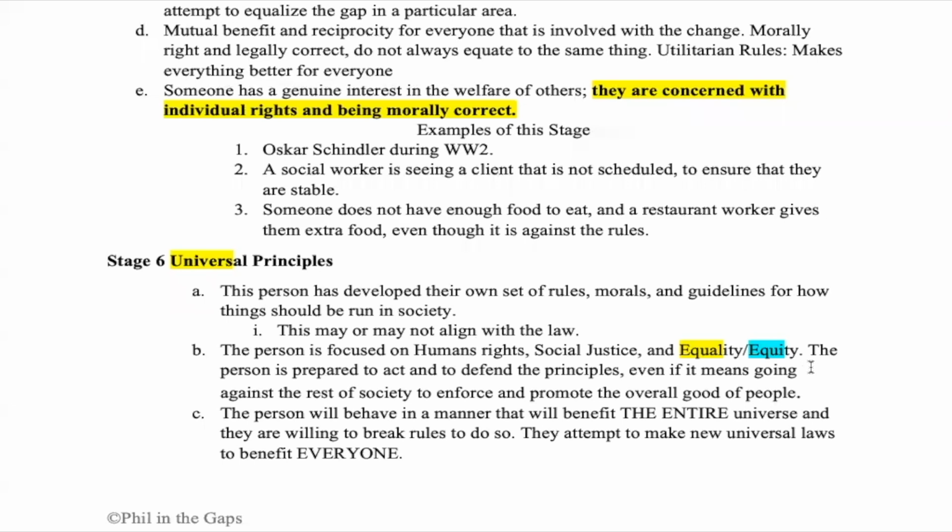So the person is prepared to act and to defend the principles, even if it means going against the rest of society to enforce and promote the overall good of people, every single person on the planet. So again, social contract and individual rights is you're advocating for the rights of single individuals, while universal principles, you're advocating for the overall good of every single person. So the person will behave in a manner that will benefit the entire universe, and they are willing to break the rules and or laws to do so.